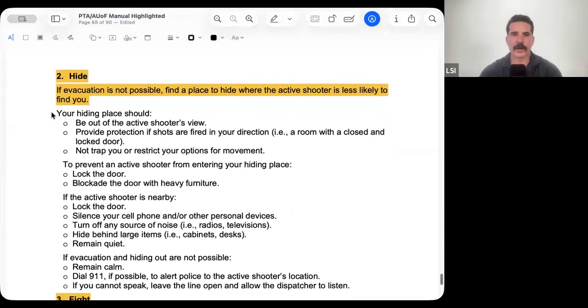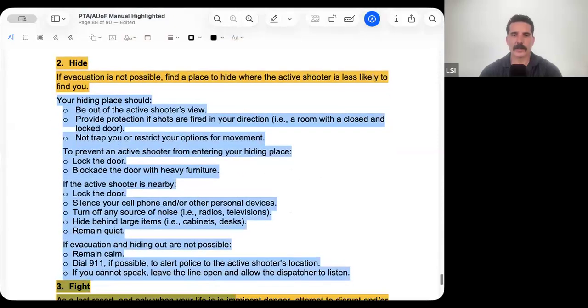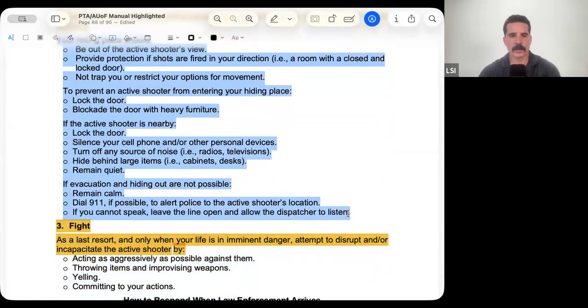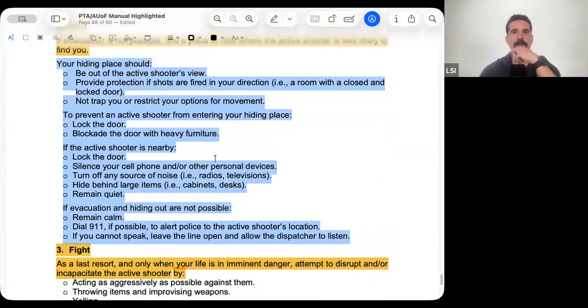All right. And then under hide has the following. Your hiding place should be out of the active shooter's view. Provide protection if shots are fired in your direction, i.e., a room with a closed and locked door. Do not trap you or restrict your options for movement. To prevent an active shooter from entering your hiding place: lock the door, blockade the door with heavy furniture.